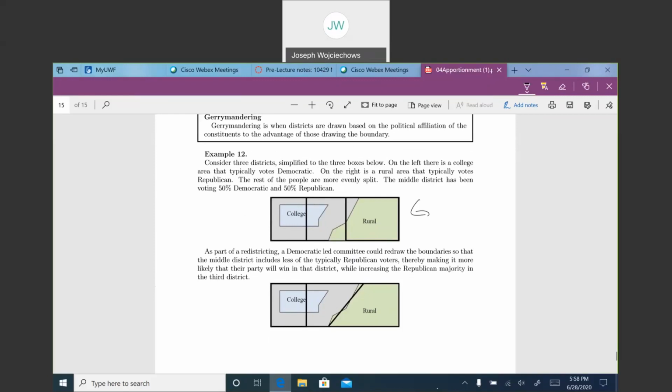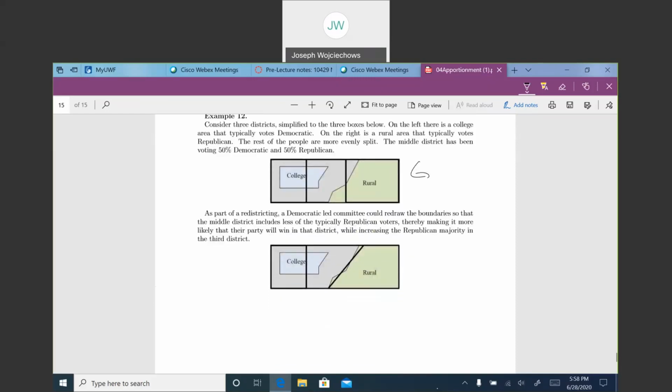So, as part of redistricting, a Democratic-led committee would redraw the boundary so that the middle district includes less of the typically Republican voters, thereby making it more likely that their party will win in that district while increasing the Republican majority in the 3rd district. So here's what happens. This district here is mostly the college kids and a 50-50. So the college kids, this is pretty much guaranteed to be Democratic.